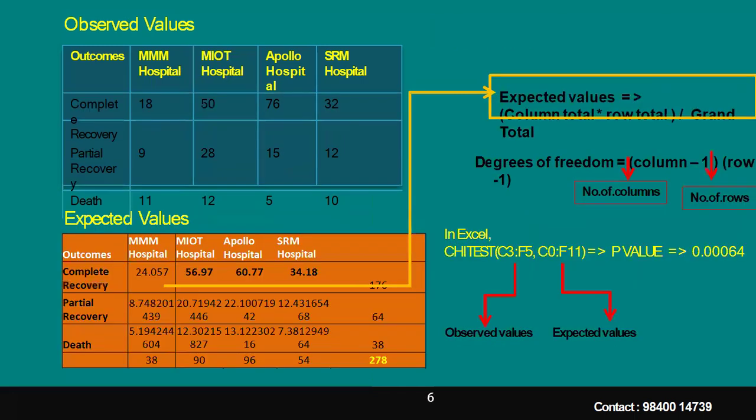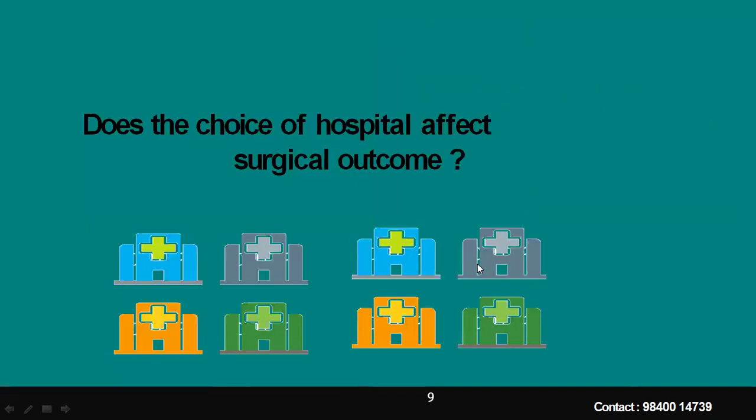This is a manual way of doing it. You just want the chi-square test, right? Python also has a chi-square test function. We will see how to do the test in Python later, okay?